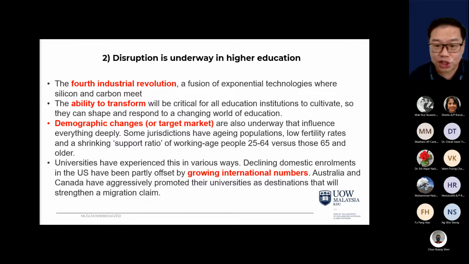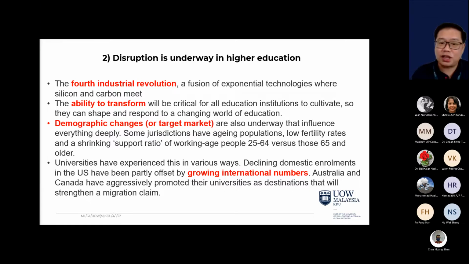Okay, so the demographic changes. This is disrupting higher education. We need to look at different markets. And also, declining domestic numbers over in the US is very, very true. US, Australia, UK, local numbers going down. They rely a lot on the international market. Same for us, our local numbers are not growing. So we need to rely on the international market.